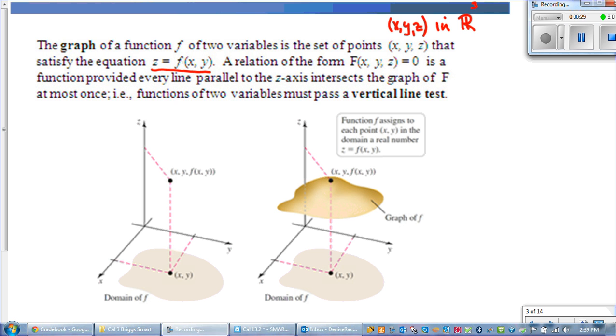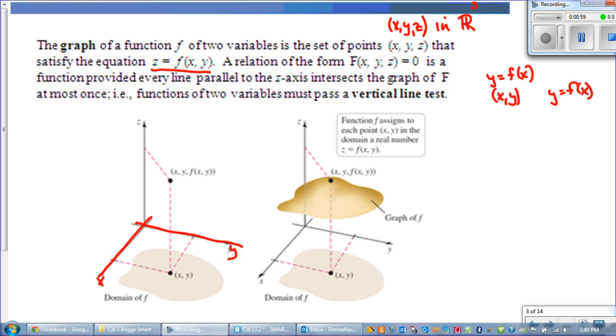So remember, when you graph functions in two dimensions, you had y equals f(x), so that your domain was the set of all x's, and then you got y values for each x, so the graph was actually the set of all points (x, y) that satisfied y equals f(x). So we're just adding one more independent variable. So our domain then is actually the xy plane.